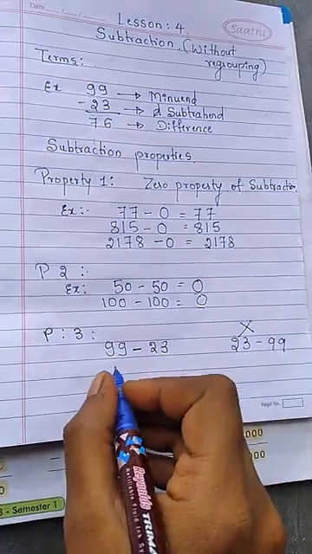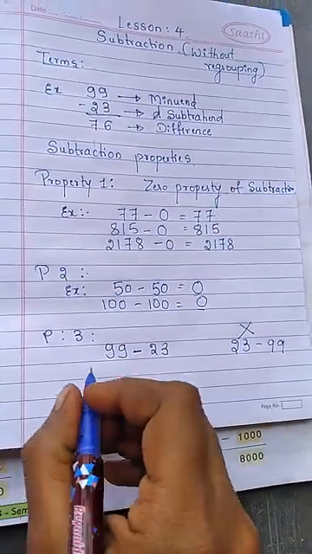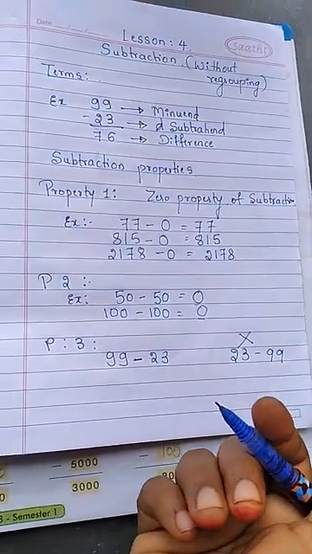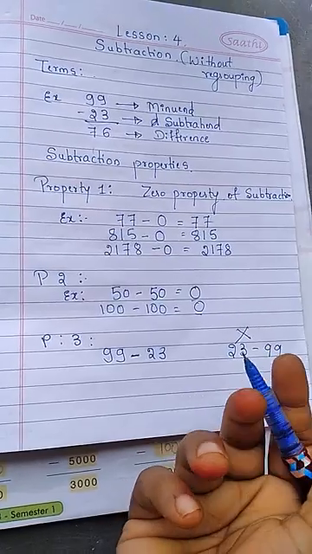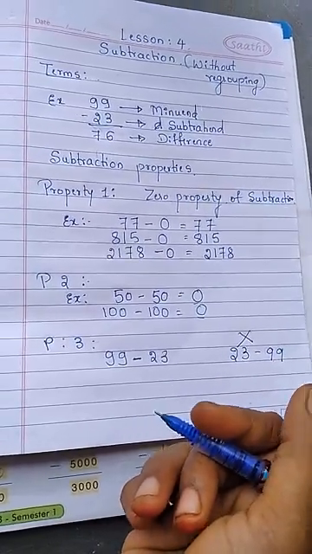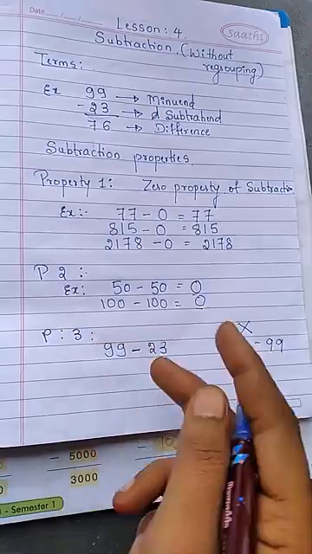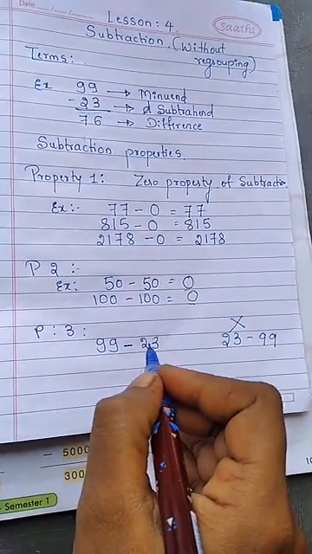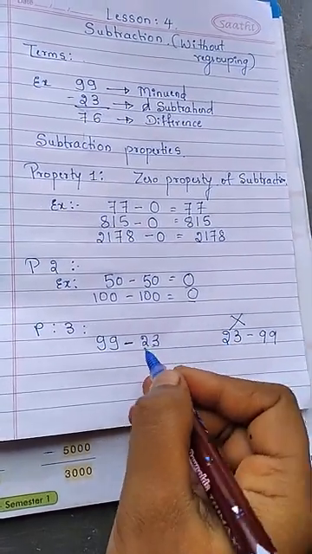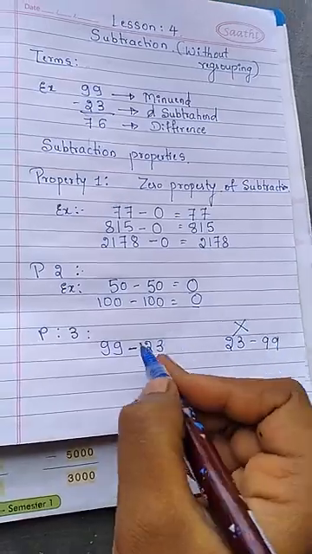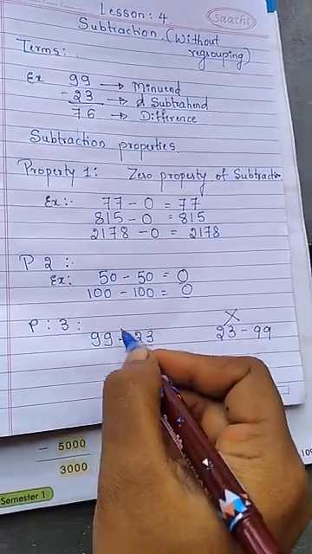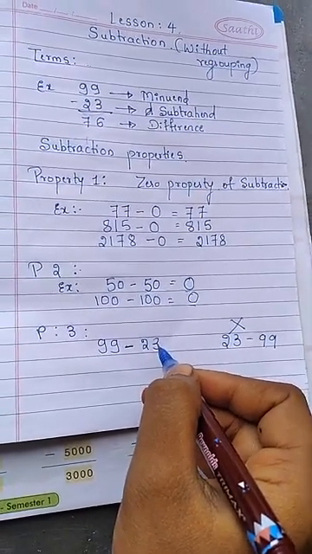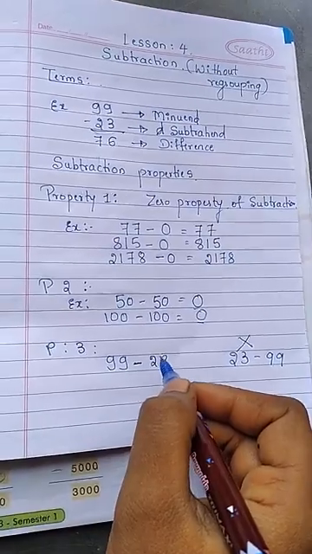The order is very important in subtraction. In addition, if you change the order, it does not change anything. The sum you used to get is the same even if you interchange the order. But in subtraction, it is not like that. You can't change. You can't write 23 first and 99 next, because always the biggest number is the minuend and the smallest number is the subtrahend. I hope it is clear for you.